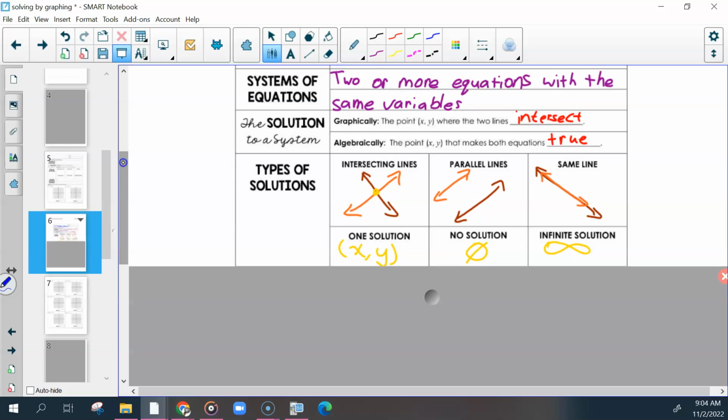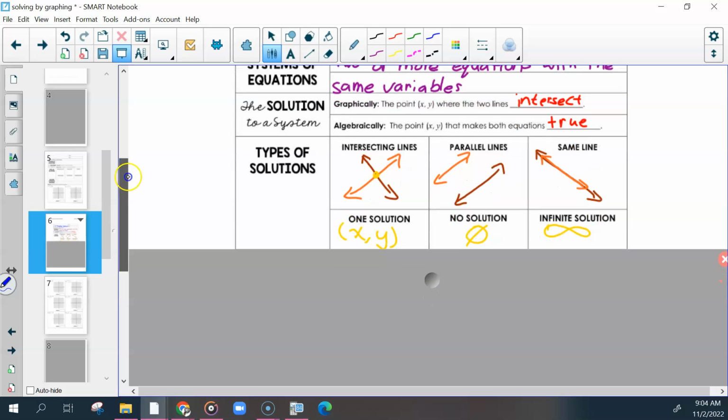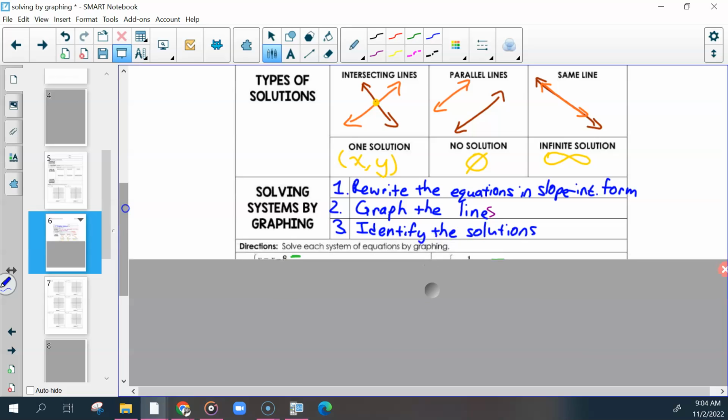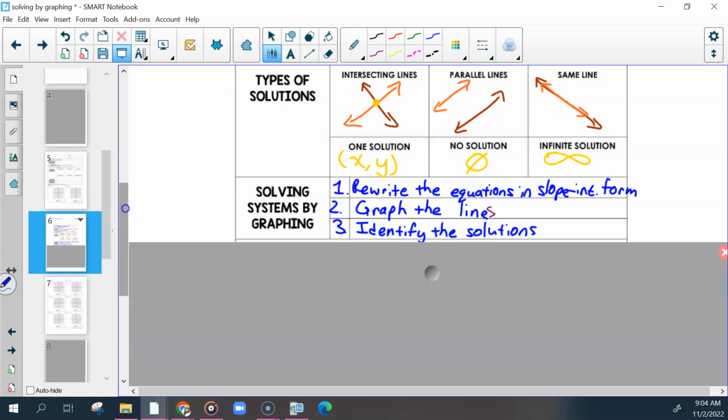Anyone still need this top part? Here are the steps on how we solve systems by graphing. 1, rewrite the equation in slope-intercept form if it's not already. 2, graph the 2 lines. 3, identify what the solution is.